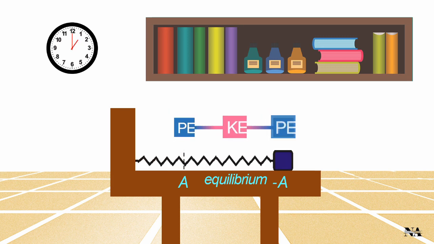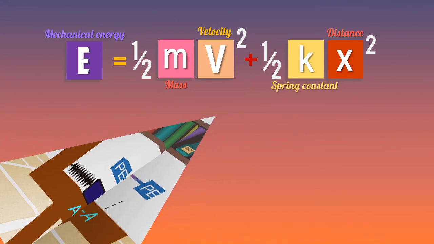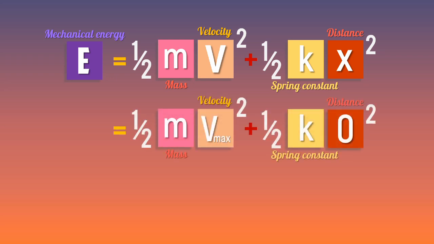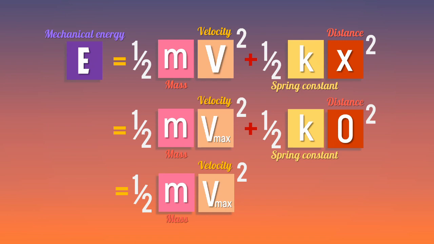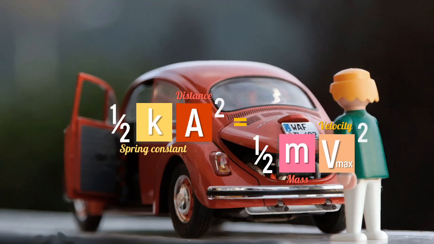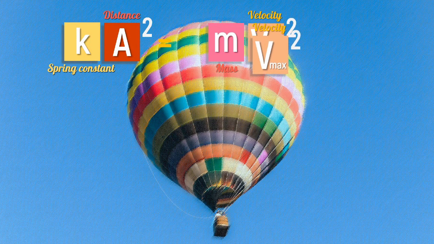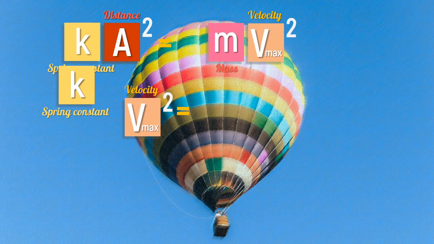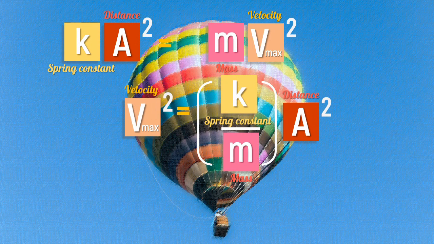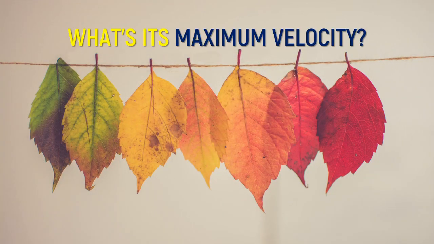The kinetic energy, on the other hand, reaches its maximum, which means at that point the total energy of the block will be equal to half its mass times its maximum velocity squared. Now we have two equations for the total energy in the oscillating spring, which we can combine into one equation. If we use algebra to move around these variables, we can start to answer the second question we had about the block. We want to know the block's maximum velocity.